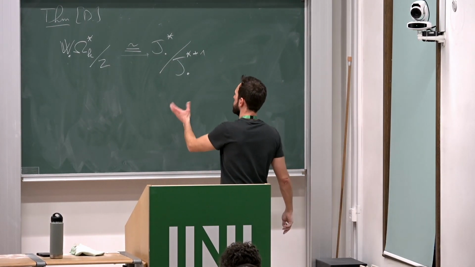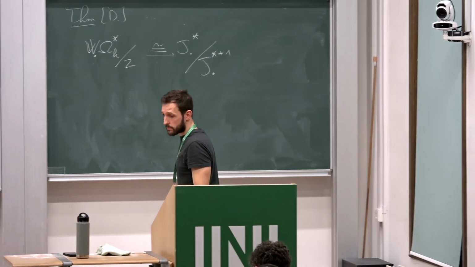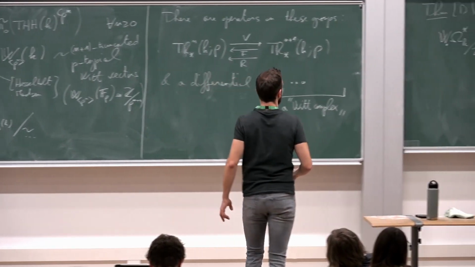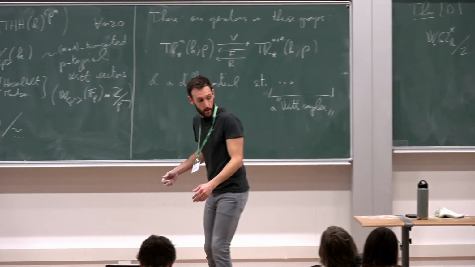And the operators on this side come from equivariant homotopy theory. But the proof has nothing to do with homotopy theory. So with equivariant homotopy theory, it's purely algebraic. So let me maybe write a couple of remarks.